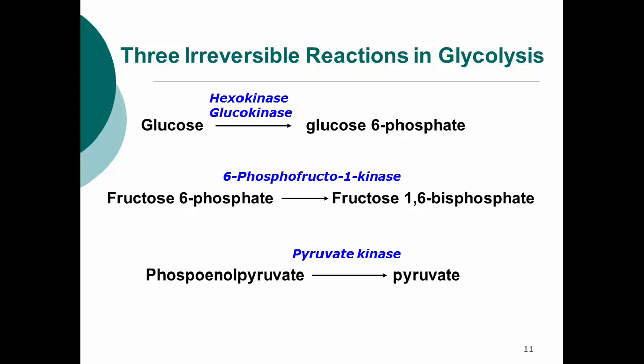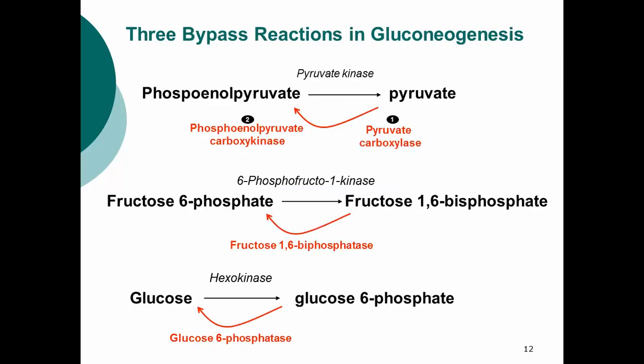So that means we need different enzymes to catalyze the reversal reactions. So these three reversal reactions catalyzed by a different set of enzymes are the key enzymes in gluconeogenesis, right? So this is the next slide. You can see here the key reactions. I just changed the order because in gluconeogenesis we start from the opposite direction, right?